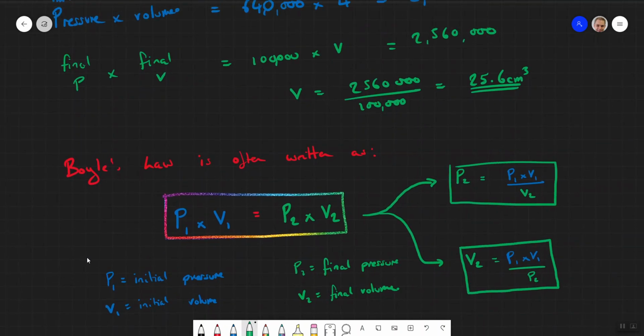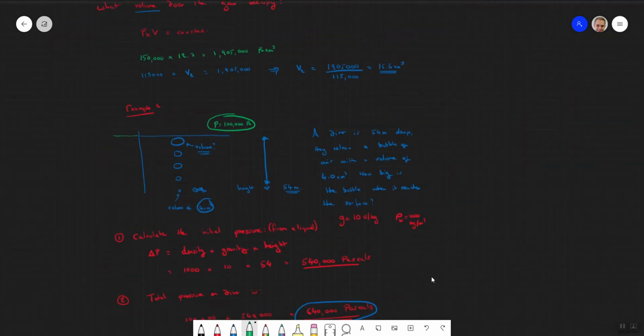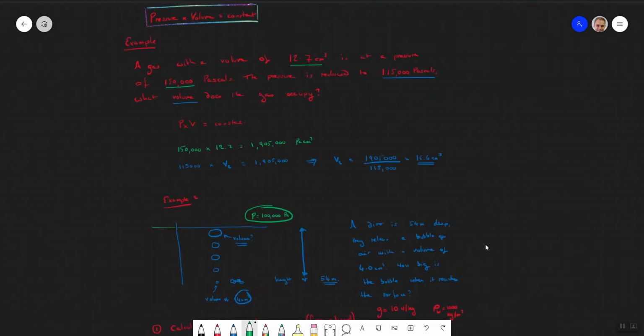And there we go. That's mathematically how we can use Boyle's law with a couple of examples. And so what we're going to do is a bit of practice using it. So awesome times.